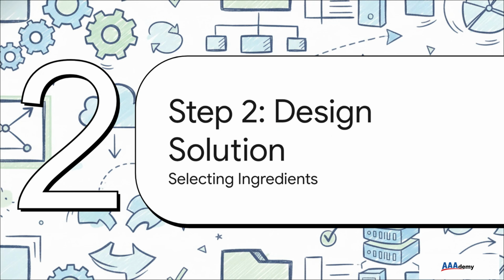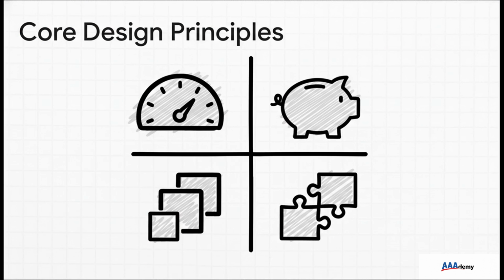Okay, so we've chosen our model. Now we can move on to step 2, actually designing the solution. This is where we go from that big picture view down to the nitty-gritty, selecting the exact right ingredients for our architecture. Every single design decision you make should be guided by these 4 principles. Does it deliver the performance we need? Is it cost efficient? Can it scale for future growth? And does it play nicely and integrate with other services?